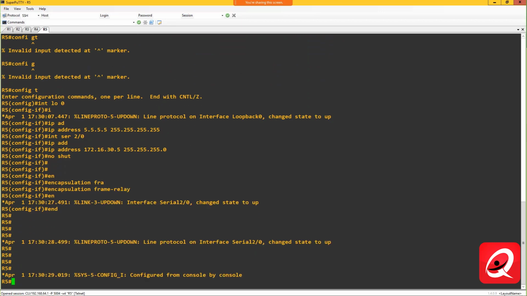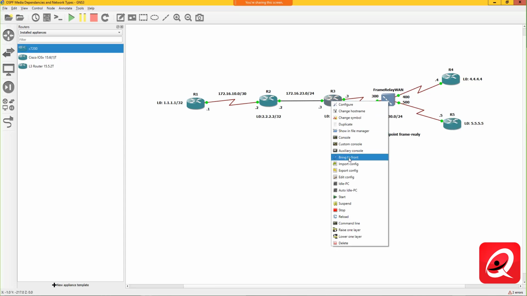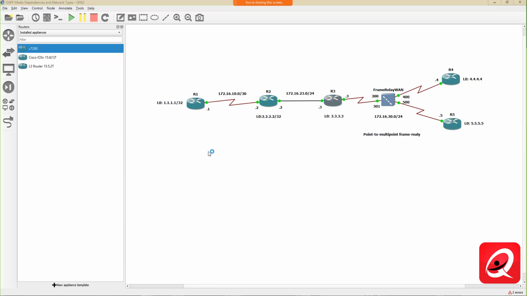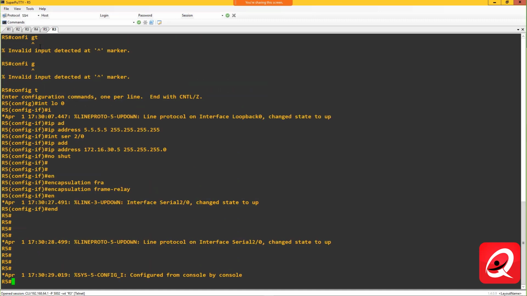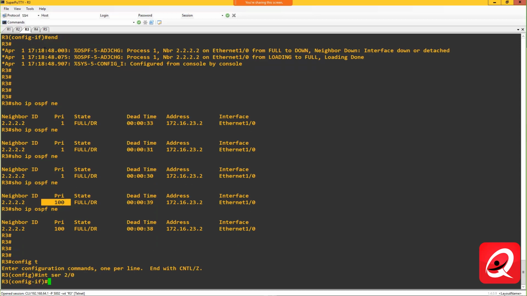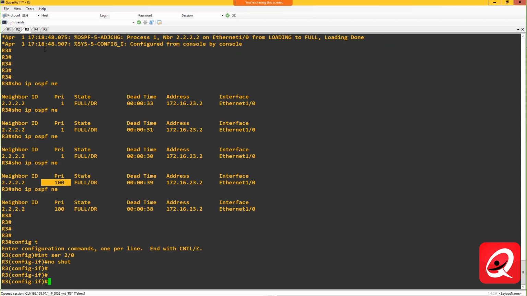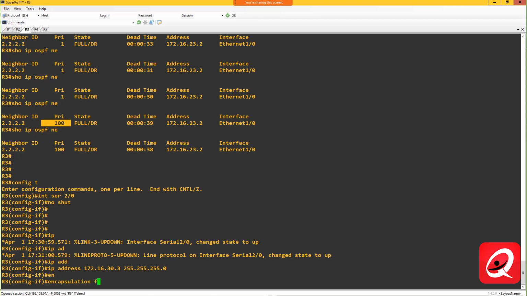All right. And then finally, we'll do our hub router. This is a traditional hub and spoke topology that we're dealing with here, and router 3 is acting as the hub in this particular case. If this was EIGRP, we would have to do things like disabling split horizon. Actually, let me close that tab. I already had it open here. So config T, interface serial 2/0, no shut. IP address 172.16.30.3, 255.255.255.0, encapsulation frame relay.